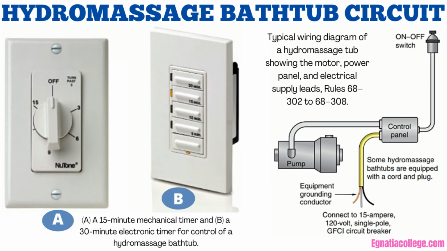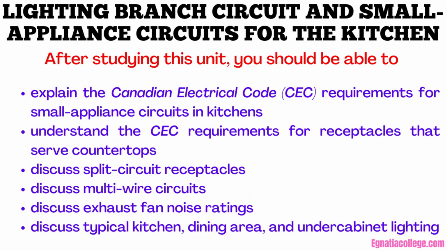Electrical connections. The hydromassage tub is fed with circuit A9, a separate 15 ampere, 120 volt circuit using number 14 AWG NMD90. This picture shows typical wiring diagram of a hydromassage tub showing the motor, power panel, and electrical supply leads, lighting branch circuit and small appliance circuits for the kitchen.